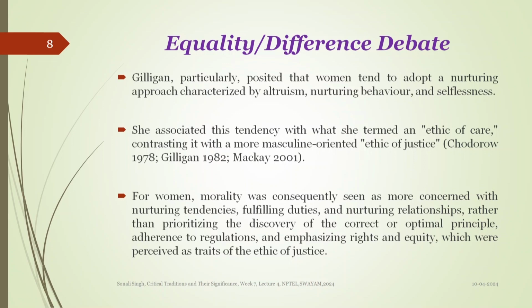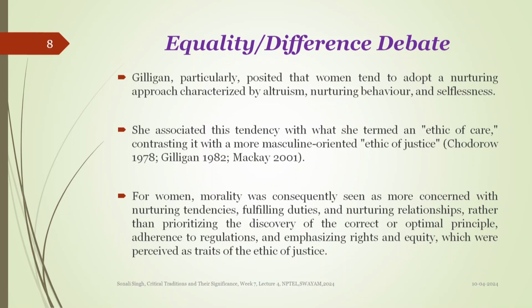The ethics of care principle says that we have to give more importance to nurturing and fulfilling duties rather than asking for rights, and to relationships more than to the discovery of what is correct or what is the optimal principle. See, the ethics of justice talks about finding out what is right and correct by using the principle of rationality. Now, the absence of rationality, or not always working according to rationality, is a very important attribute of functioning in the private sphere.